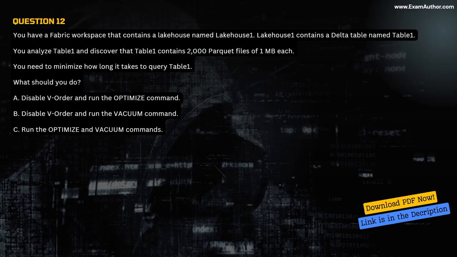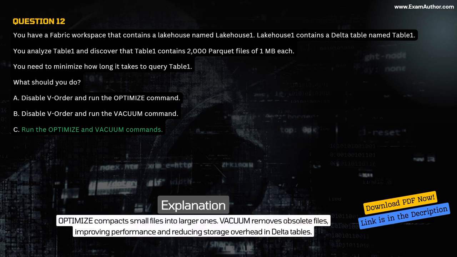A. Disable V-Order and run the optimize command. B. Disable V-Order and run the vacuum command. C. Run the optimize and vacuum commands. Correct answer C. Run the optimize and vacuum commands. Explanation. Optimize compacts small files into larger ones. Vacuum removes obsolete files, improving performance and reducing storage overhead in Delta tables.